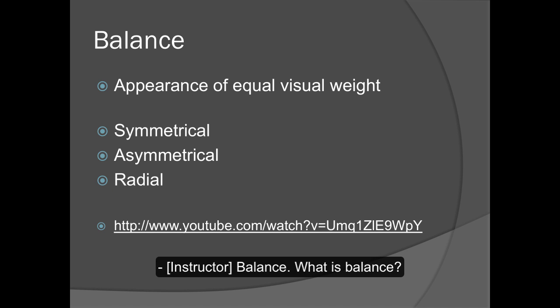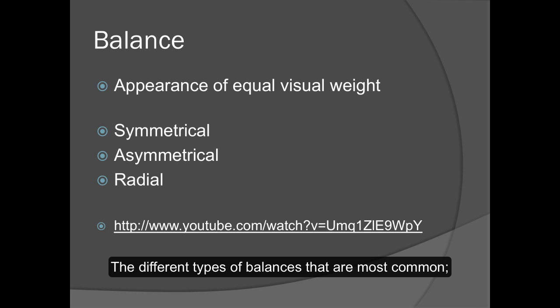Balance. What is balance? Balance in the visual world. There is an appearance of visual weight, an implied visual weight that our visual elements have within our composition or within our frame. We know that large objects tend to visually weigh more than smaller objects. Dark objects tend to feel more heavy, and thus weigh more, than light objects. And with this whole balance, position is really critical.